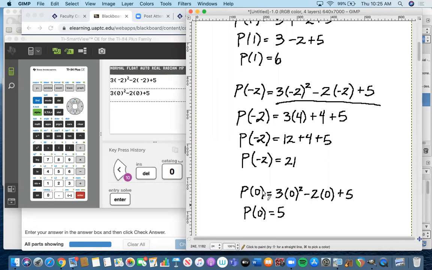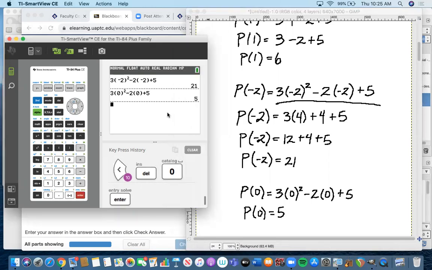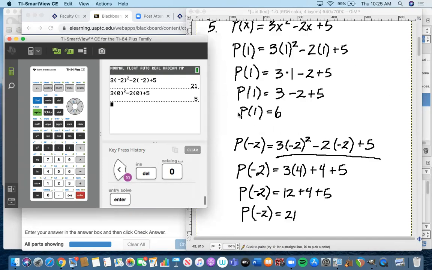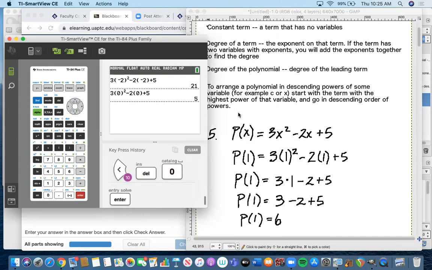Can you, wait, is that the last one? Oh, I don't know. Can you scroll up to where you had the notes for arranging a polynomial in descending order? Yeah, I was just trying to write the rest of that down right quick.